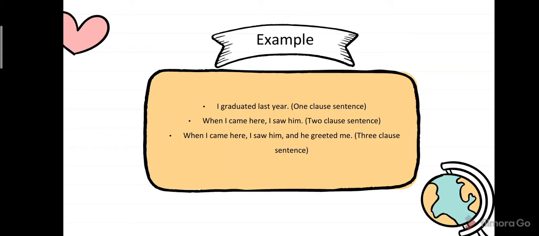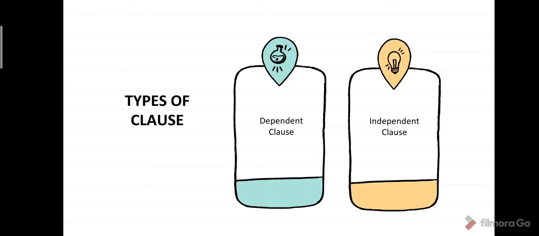The next is the types of clause. The types of clause are divided into two parts: independent clause and dependent clause. Dependent clause is subdivided into three sections.